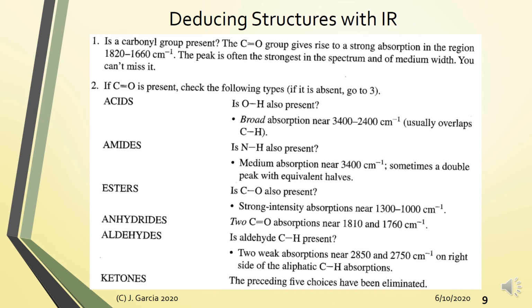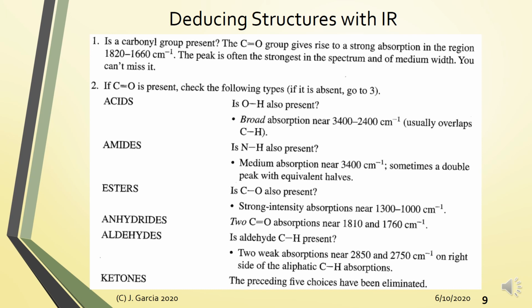So alam natin, a carbonyl peak is a strong, sharp peak at around 1700. Okay, pag meron, ibig sabihin, ano yung choices natin? Kung meron kang carbonyl peak, ibig sabihin the unknown is a carbonyl derivative. Okay, so it can be a ketone, an aldehyde, an ester, a carboxylic acid, a carboxylic anhydride, alright, amides. Okay, so yun yung choices mo.